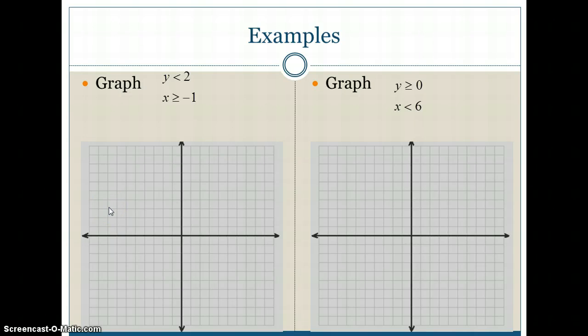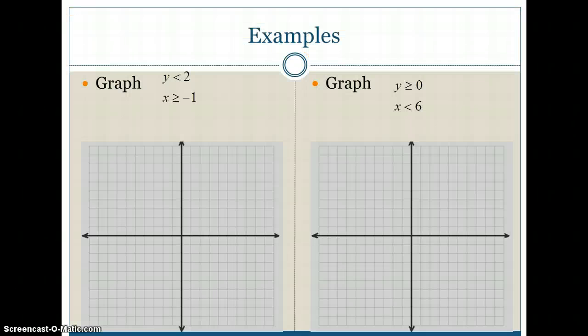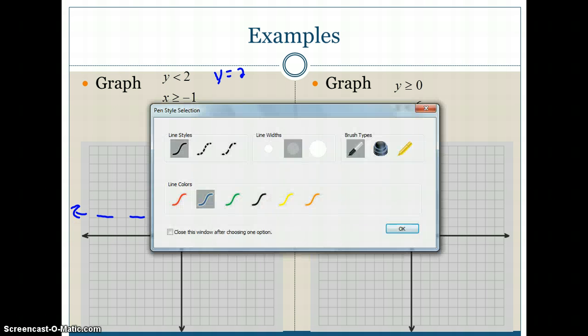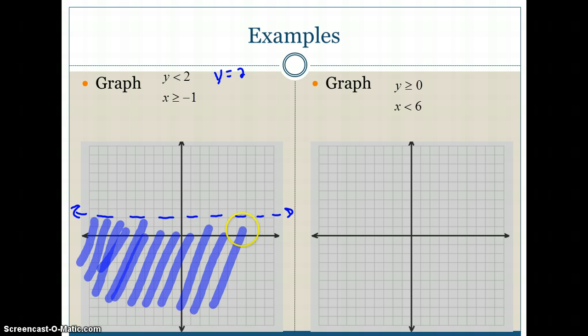Let's take a look at these last couple of examples. I think this is it. Yep. So let's take a look at these two real quick, and we'll go from there. I'll show you that shaded area trick right now. Remember, this is the line y equals 2. So that's a horizontal line that goes through y equals 2. It's a dotted line because of our symbol there. And we're less than that, so we'll shade below. So that's our shaded area there for y is less than 2.